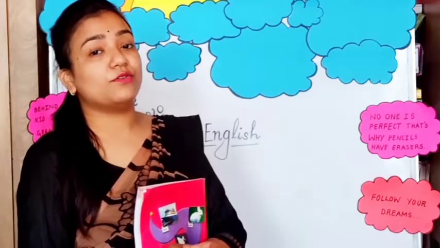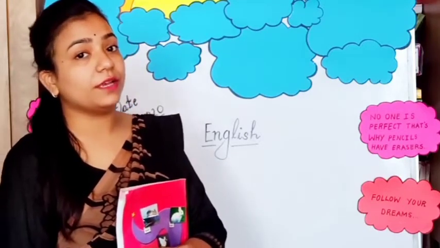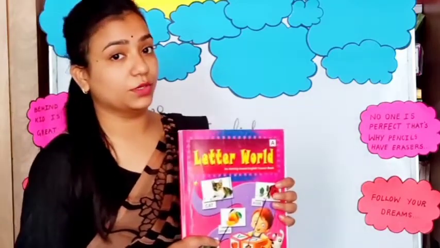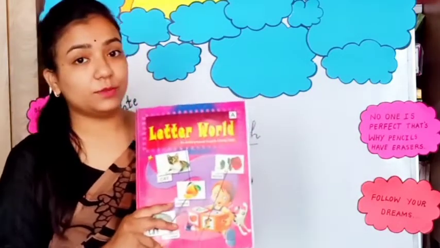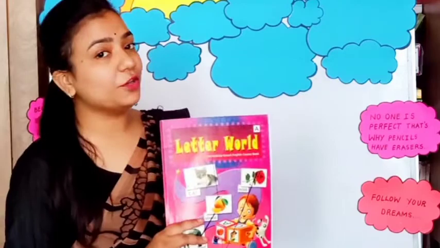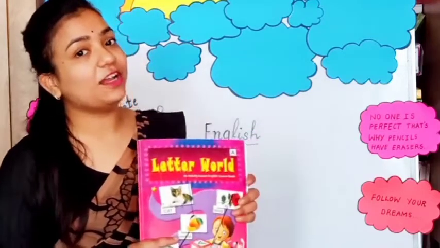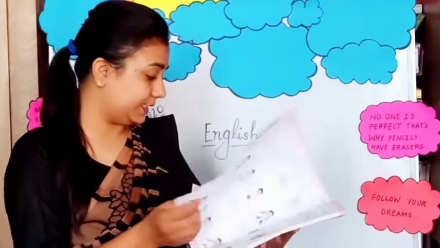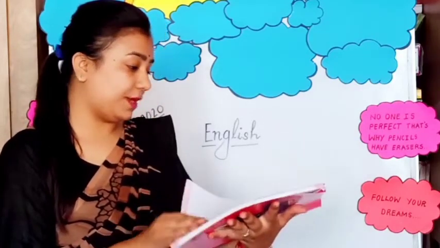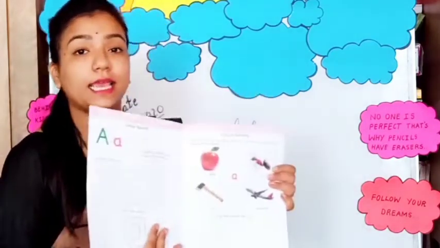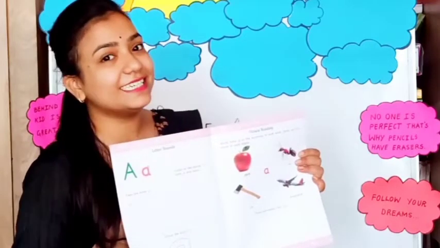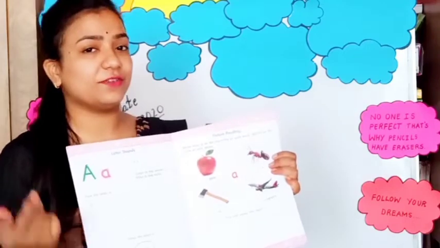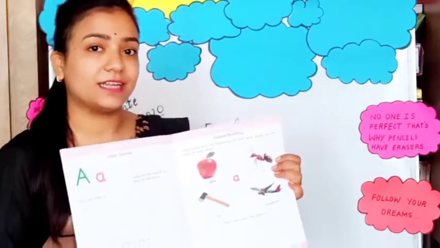So firstly we will do a quick reading of the English alphabet from your book, that is the Letter World book. So all of you open your Letter World book, and open page number 10, that is letter A. We will do a quick reading, then we will start our writing portion.